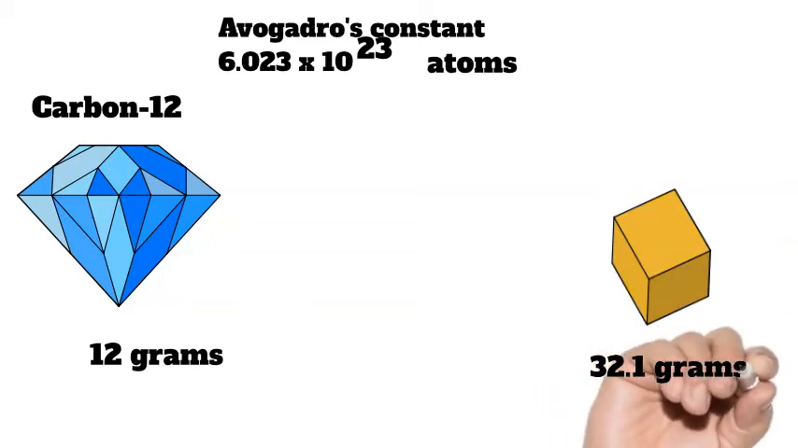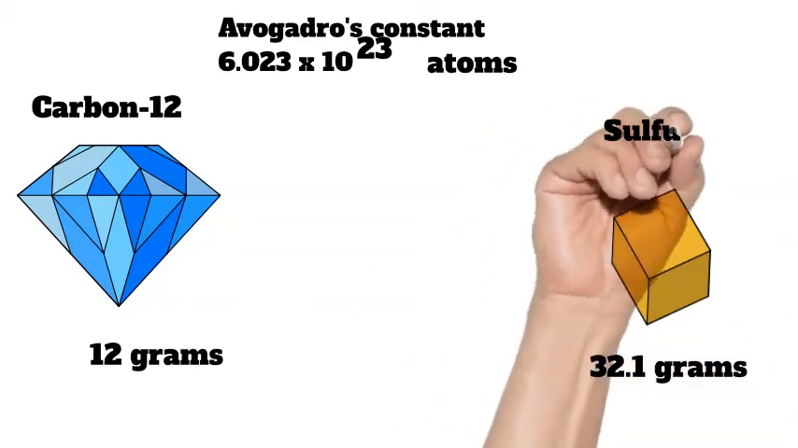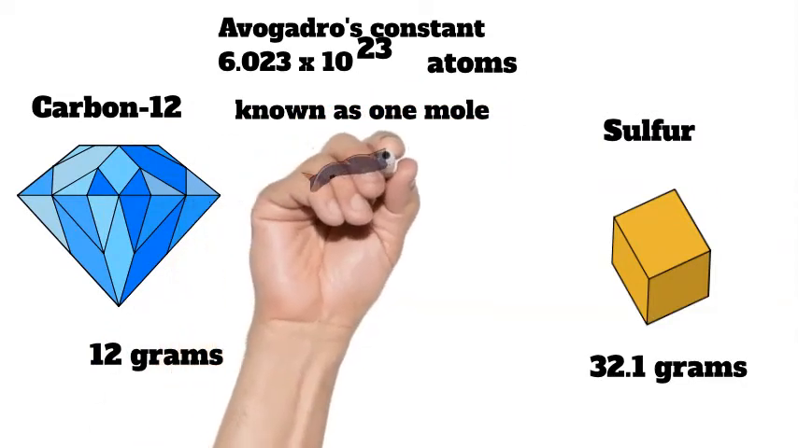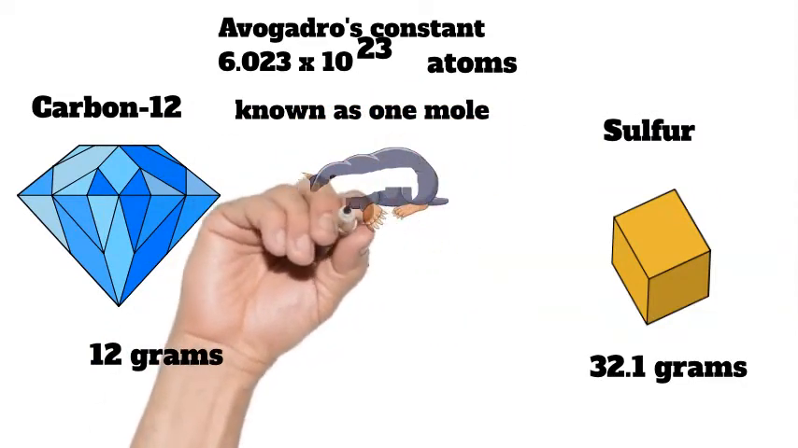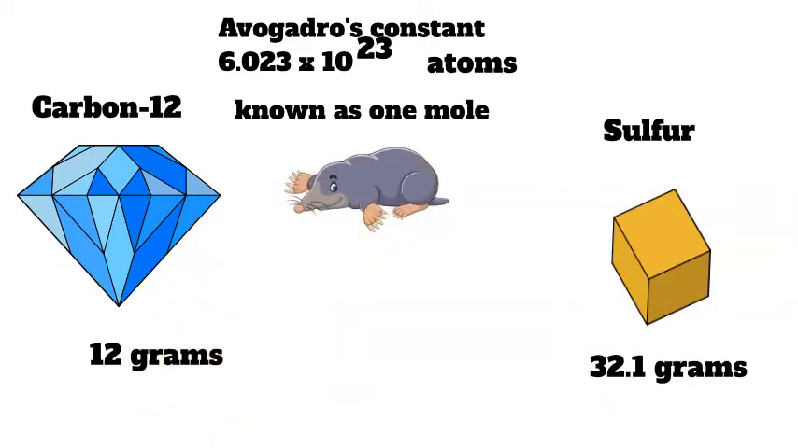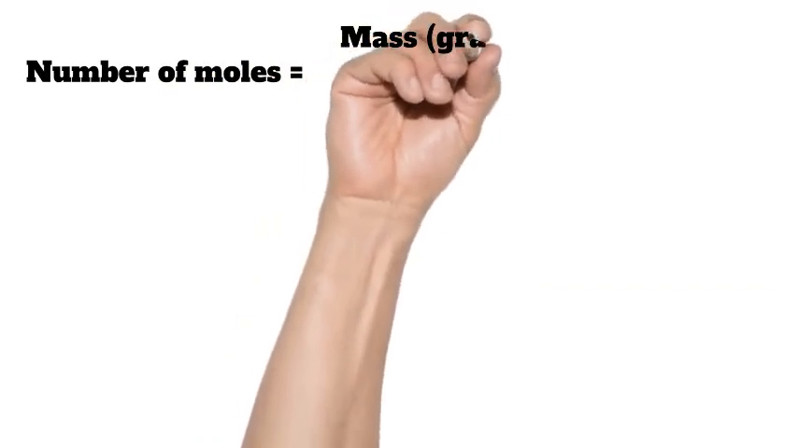Now that's a big number, and it's a big number because atoms are so small, and we call that number, bizarrely enough, a mole. So you can think of it a bit like a dozen. A dozen we know is 12. Well, a mole is 6.023 times 10 to the 23. The number of moles of a substance is its mass in grams divided by its molar mass.